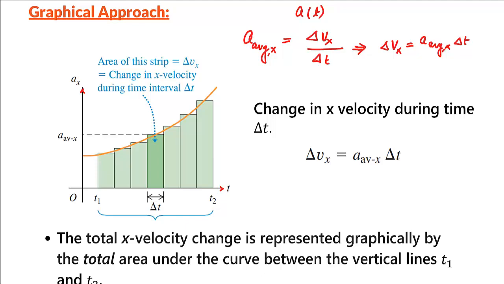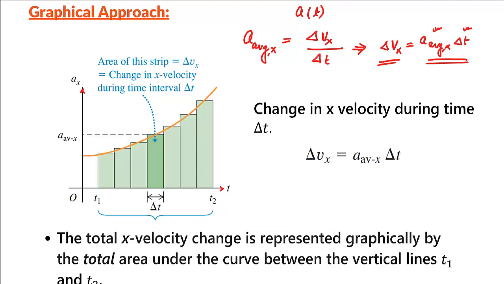So this is the same expression written in a different manner, and it gives me a hint. If I want to calculate change in velocity, then I can multiply average acceleration and delta t. So the idea is we have to find some small value of t, that is delta t. Using this idea, let us divide this time interval from t1 to t2 into small intervals.